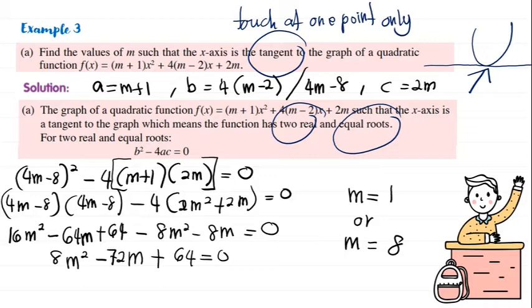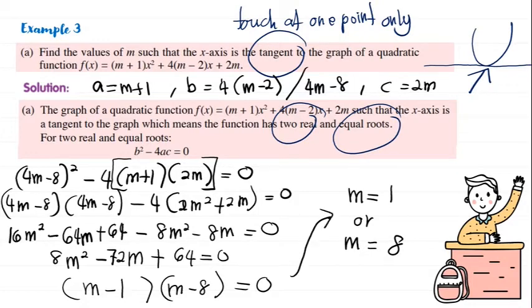So put back in the bracket equal to 0, so it becomes m minus 1, and this one m minus 8 equal to 0, and you will get this answer. So this is your final answer. Okay.